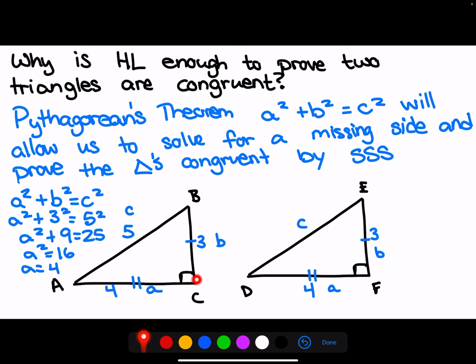I plug in 3 for my leg, for b. I plug in 5 for my hypotenuse, c. So a squared plus 3 squared equals 5 squared. Simplifying that will give me a squared plus 9 equals 25. And then I want to get a by itself. So I subtract 9 from both sides. 25 minus 9 will give us 16. So a squared equals 16.